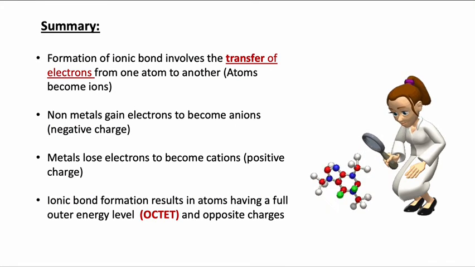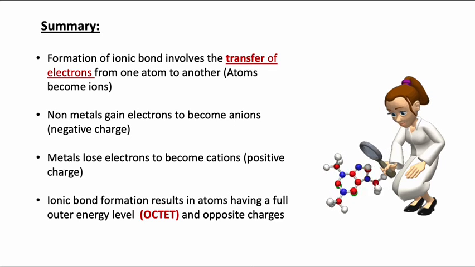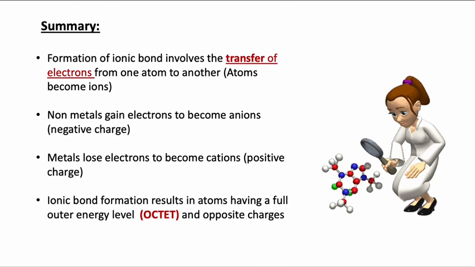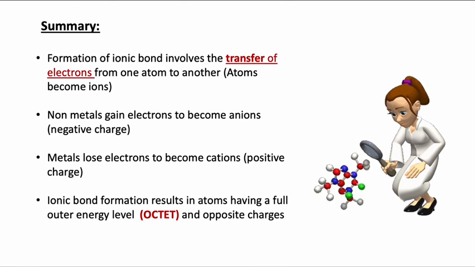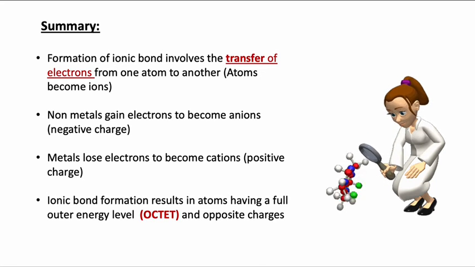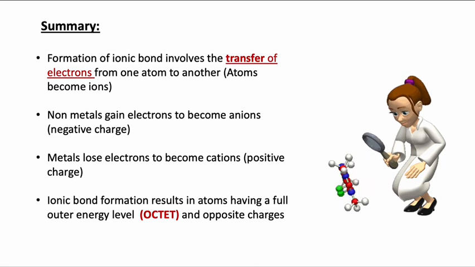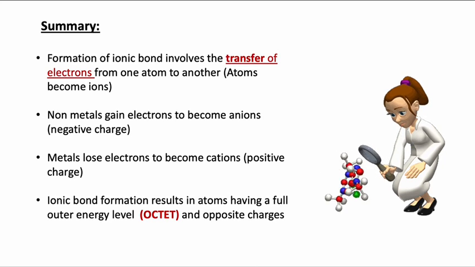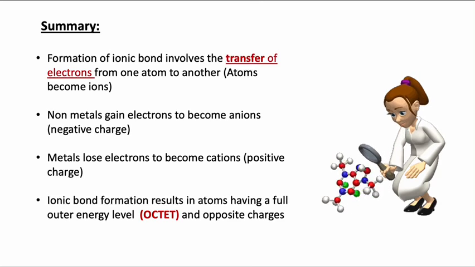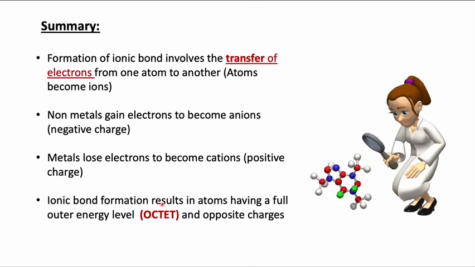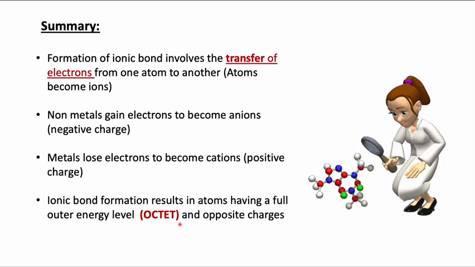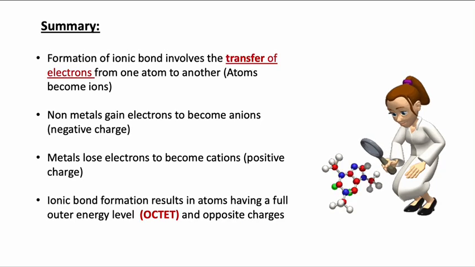Summary: formation of ionic bond involves the transfer of electrons from one atom to another. يعني في atom بدها تخسر electrons وفي atom بدها تربح electrons, where atoms become ions. Non-metals gain electrons to become anions, negatively charged, while metals lose electrons to become cations, positively charged. Finally, ionic bond formation results in atoms having a full outer energy level, octet state, and oppositely charged ions.